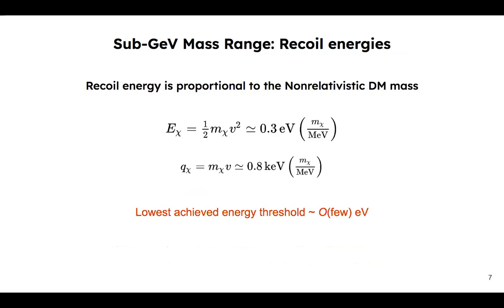Now the thing with going to lighter mass dark matter is that the typical energy deposited by dark matter scattering also goes down. We know that dark matter is non-relativistic, so its energy is just half m v squared, and similarly the momentum is just m v. So you see that it just linearly scales with dark matter mass. If you go to lighter mass, the energy also goes down. And among all the direct detection experiments that we have done so far, the lowest energy threshold that we have achieved is only of order a few electron volts.